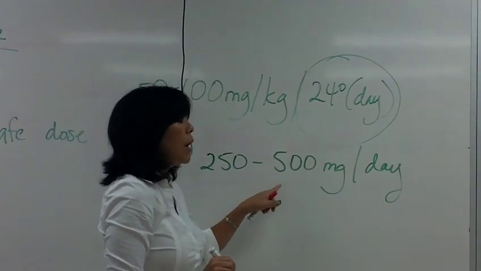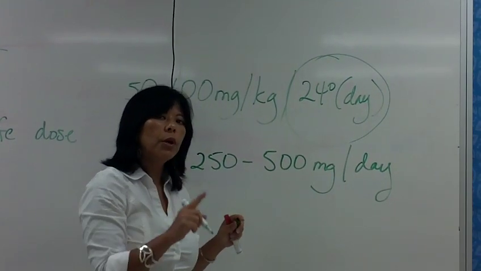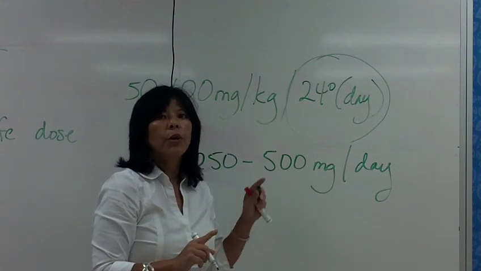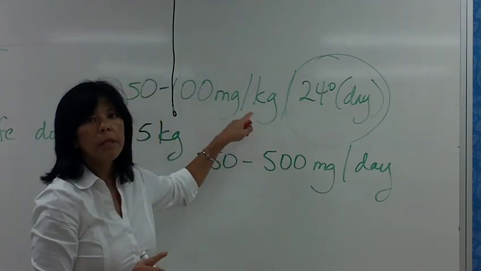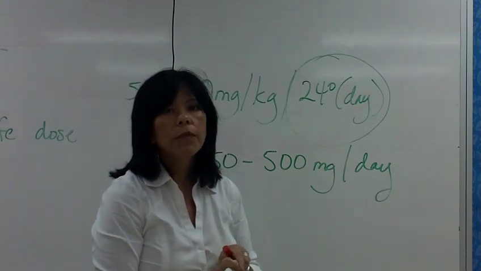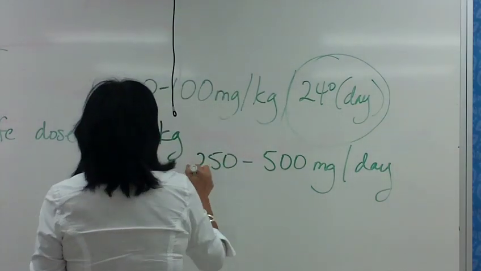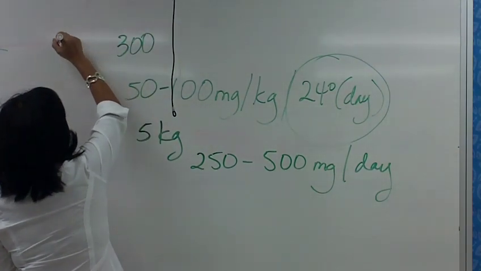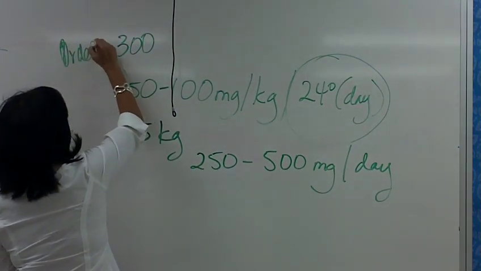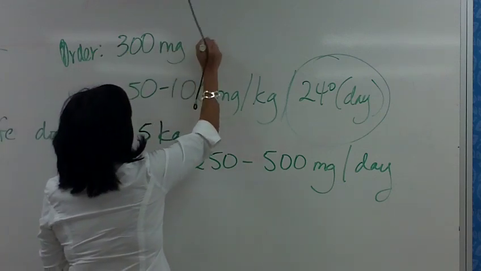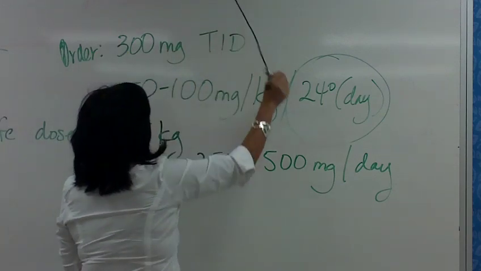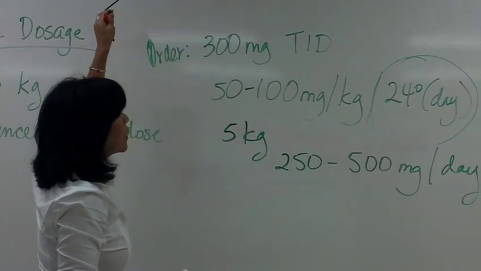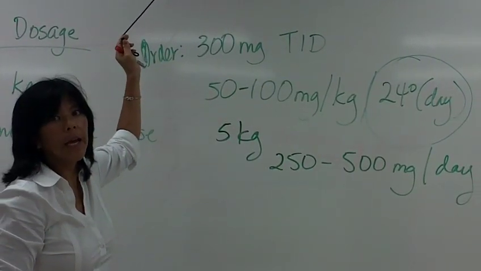If you then want to know how many doses the child can get, where do you go to find how many dosages the child can get? You have to go back to the order, what the doctor has written. So if the doctor has written the order to be 300 milligrams TID, okay? That's what the doctor has ordered, 300 milligrams TID, 3 times a day.